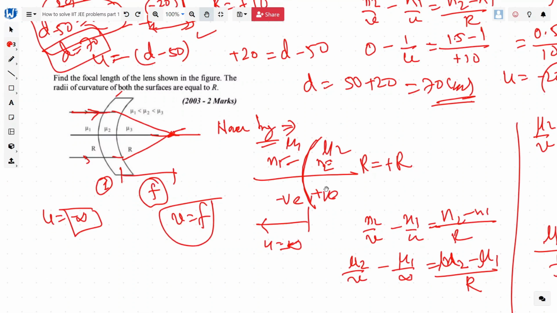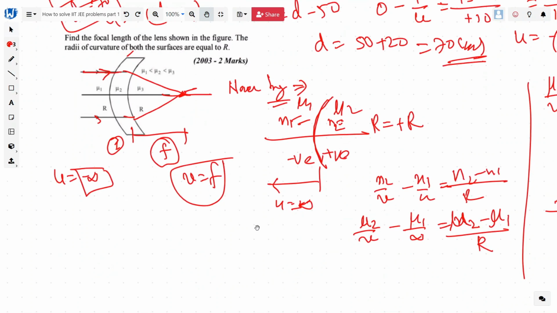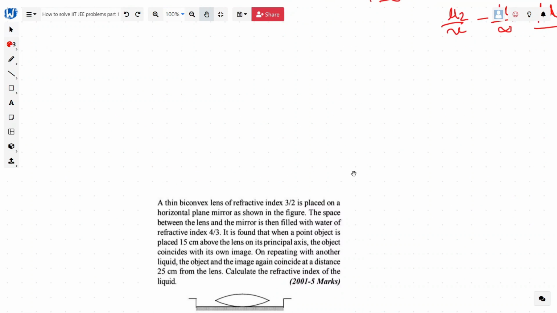So you see, we didn't try to use any formula for the lens or lens maker formula here, because the refractive indices are varying, and that is what is getting tested, whether you can apply the fundamental laws and fundamental formulas to solve the problems.